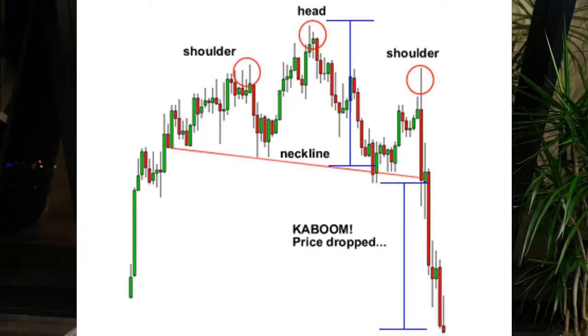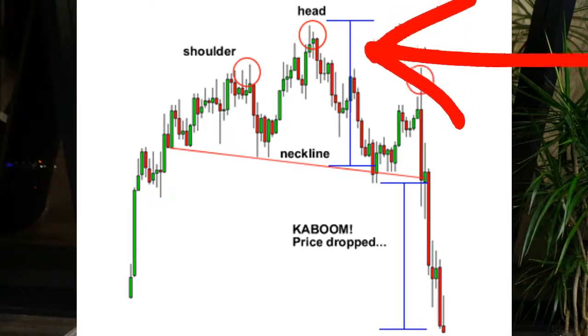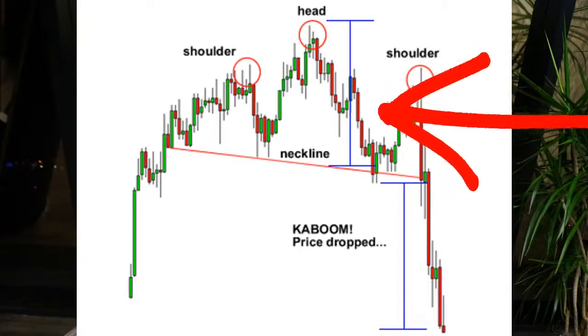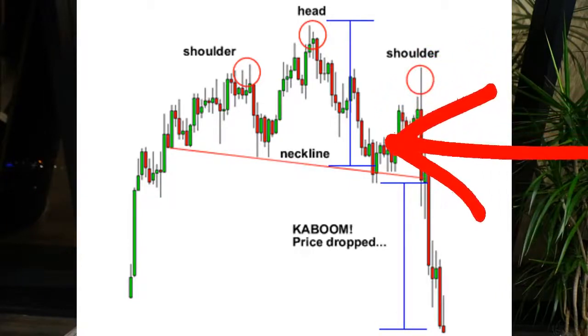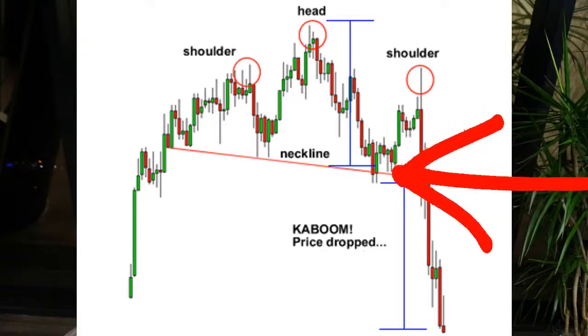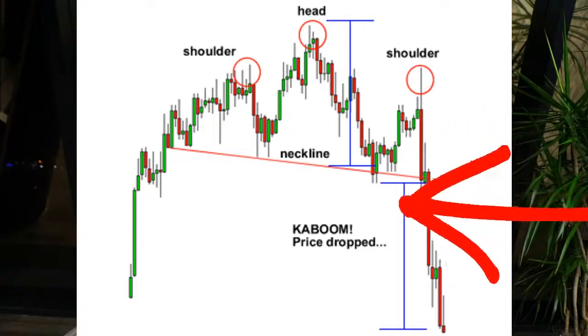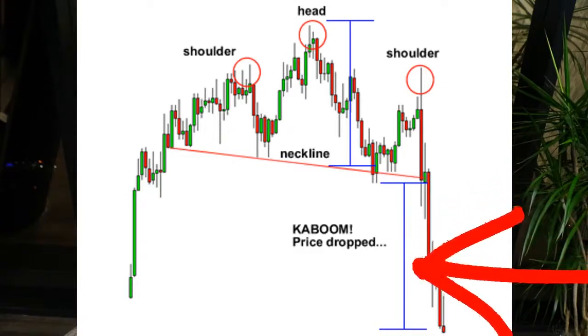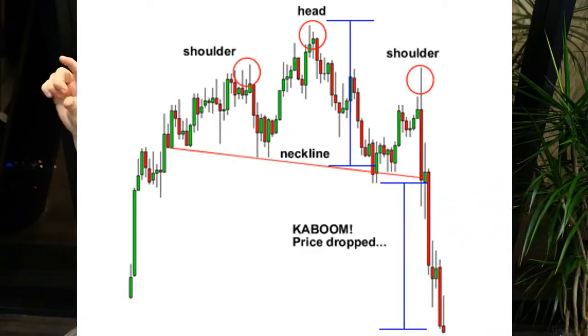We can calculate our target price by taking the high point of the head from the neckline and then measuring that. So you take the height from the neckline to the high point of the head, and then you pretty much just flip it upside down. So you take it from the neckline to the downside. That height of the neckline to the top of the peak of the head is what price should move from the neckline to the downside. And this is how you can find your target price and your take profit levels.